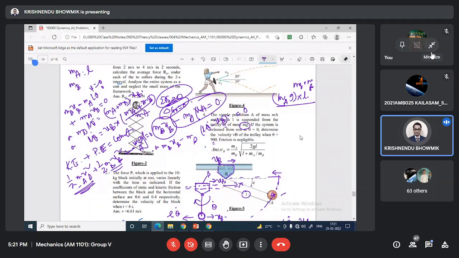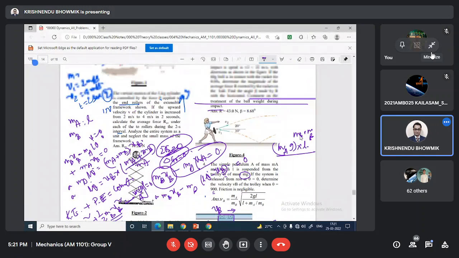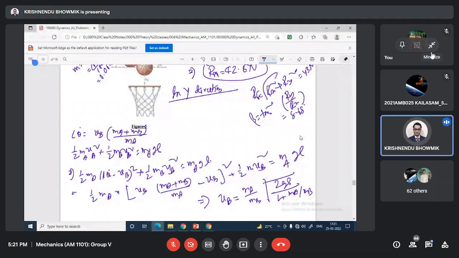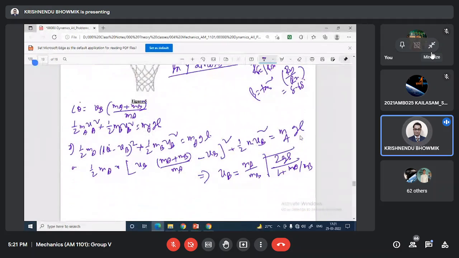Then if we consider kinetic energy and potential energy equal to constant, then half MA VA square plus half MB VB square minus MA g L is equal to 0. Or you can have some other terms of the form also. And if you work on that, finally we will get the expression of VB in terms of MA, MB, g, L. So that is VB equal to MA by MB square root 2gL by 1 plus MA by MB.